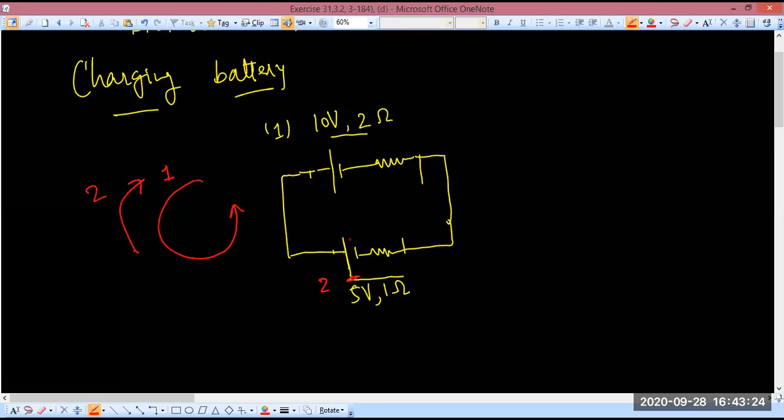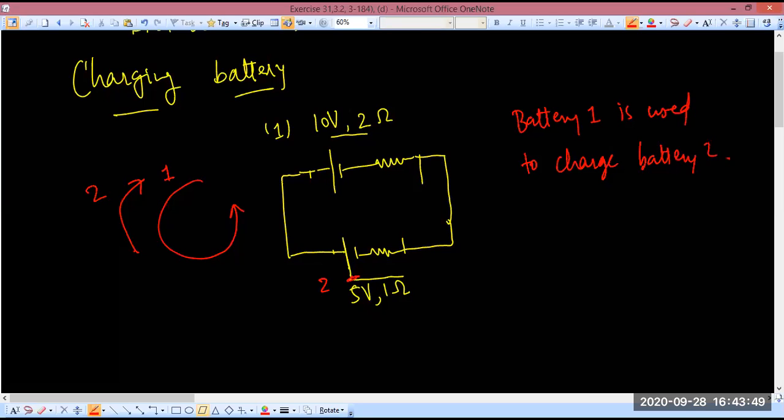So actually these batteries are opposing each other, right? And this is exactly a situation where the battery may get charged. Only in such situations can the battery get charged. So what will happen is battery 1 is used to charge battery 2.